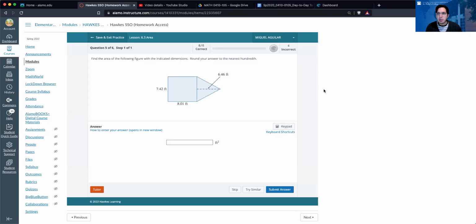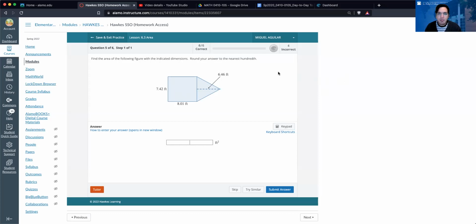So let's take a look at this problem here. Since we were working with area last time and I gave you some formulas for basic shapes, we probably needed to use a little bit of critical thinking skills to see what we needed to do here, right? First thing we should always do is read the instructions. So I'm going to go ahead and read these aloud. Find the area of the following figure with the indicated dimensions. Round the answer to the nearest hundredth, right?